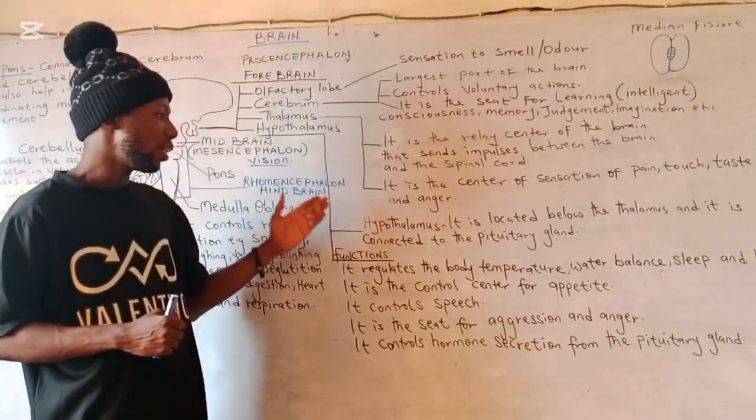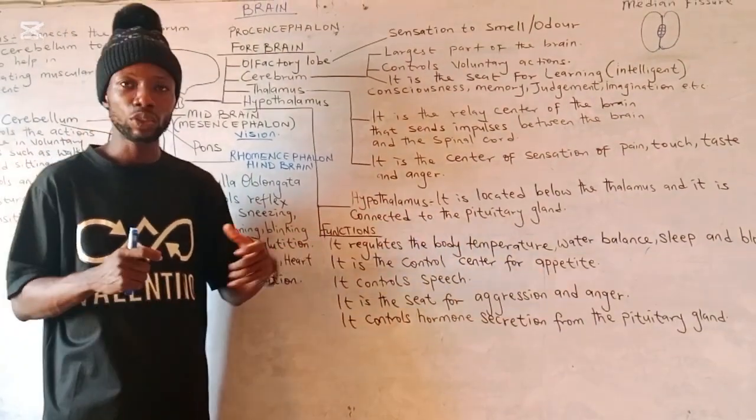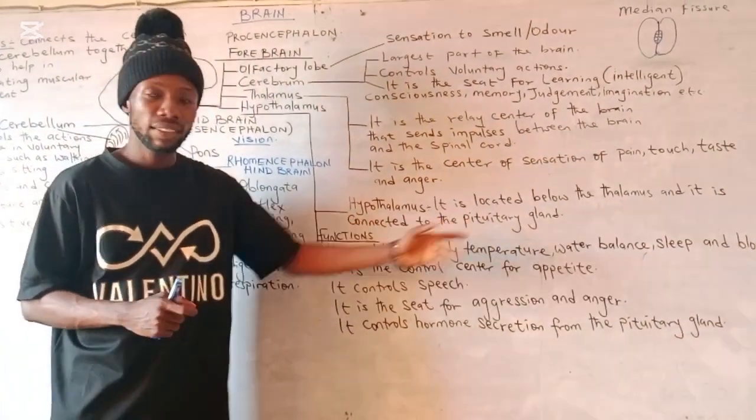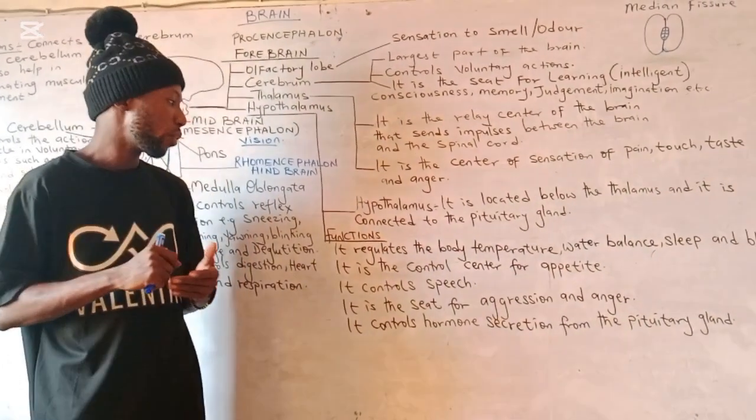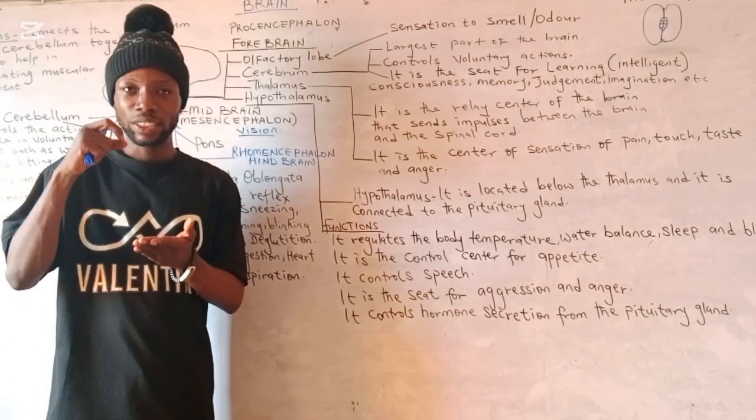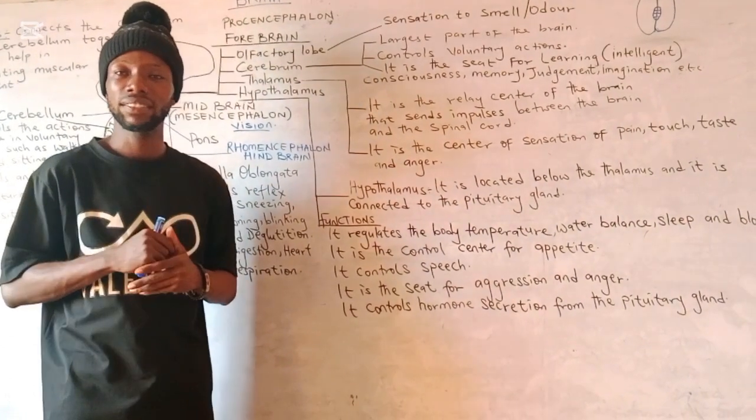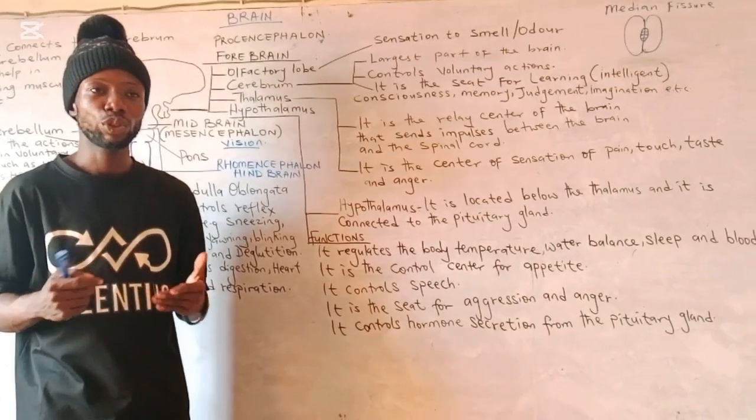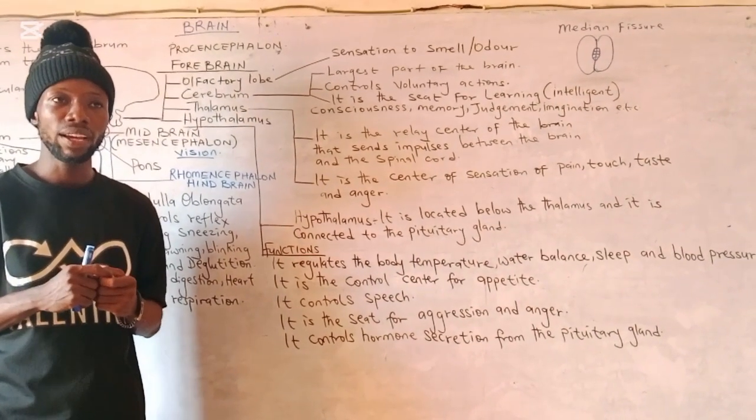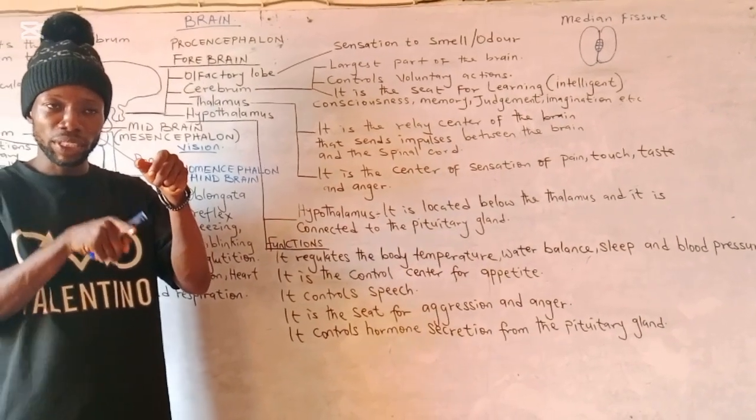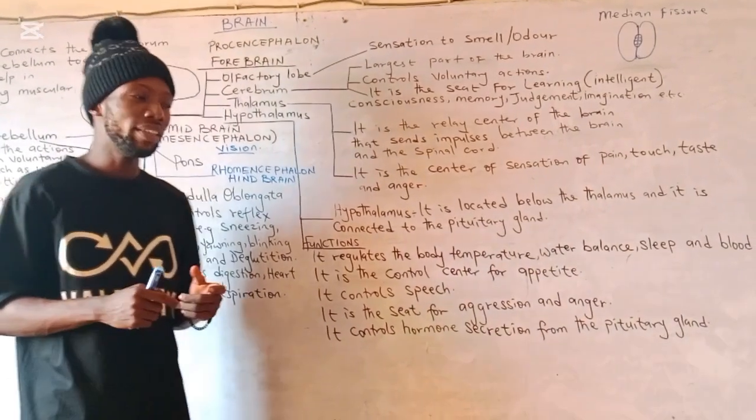The hypothalamus, as we know, is located below the thalamus and is connected to the pituitary gland. Hence, it controls the activities of the pituitary gland. The hypothalamus is connected to the pituitary gland through the median eminence or pituitary stalk. At the upper level, we call it the infundibulum.